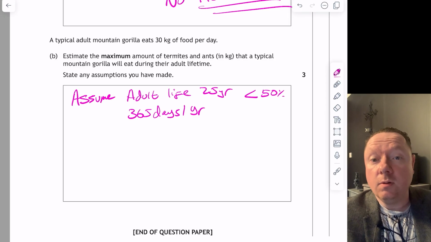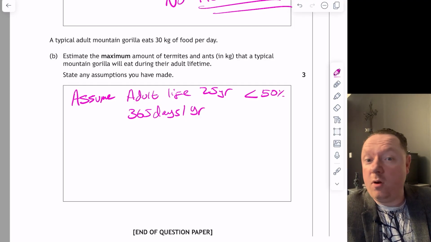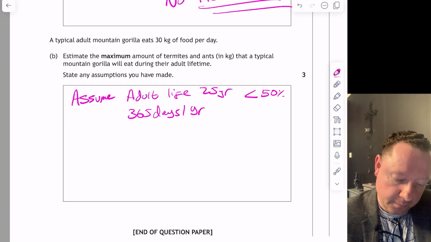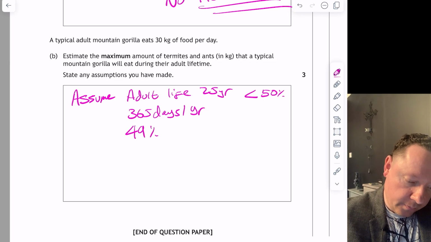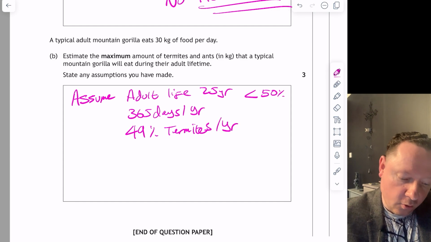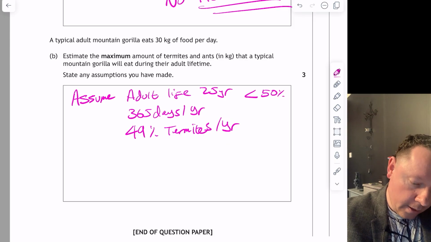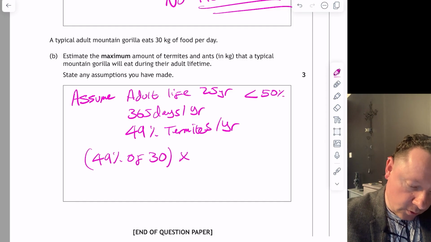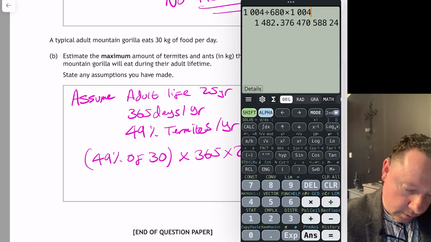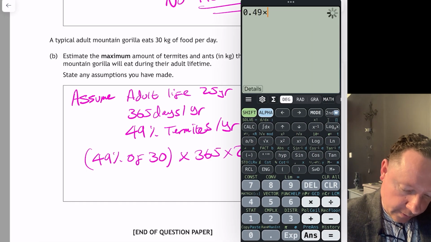So what's the closest to 50%? It could be 49.99% or 49%. I'm going to assume 49% termites per year. Now it has to be 49% because it's the maximum we're looking for, so it's not just any old number. So then we're just going to do 49% of 30 times 365 times 25. So 0.49 is 49%, times 30 times 365 times 25.